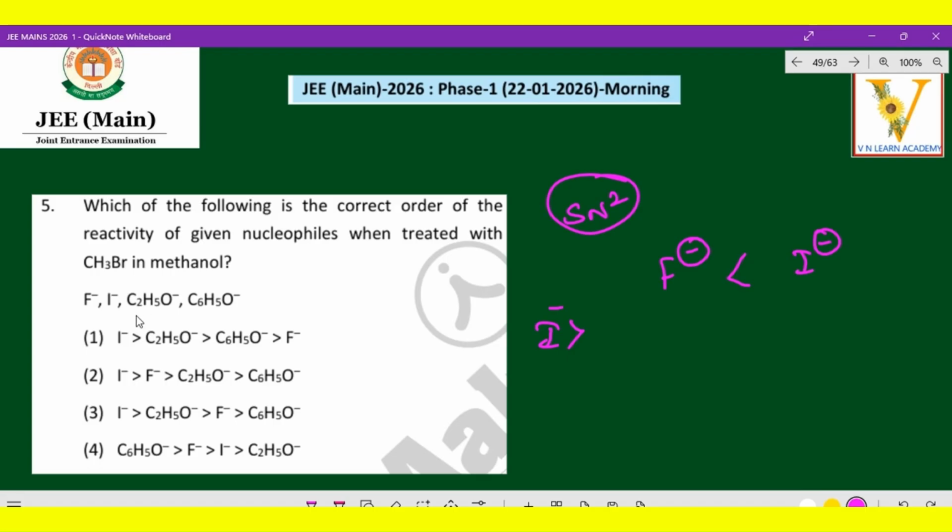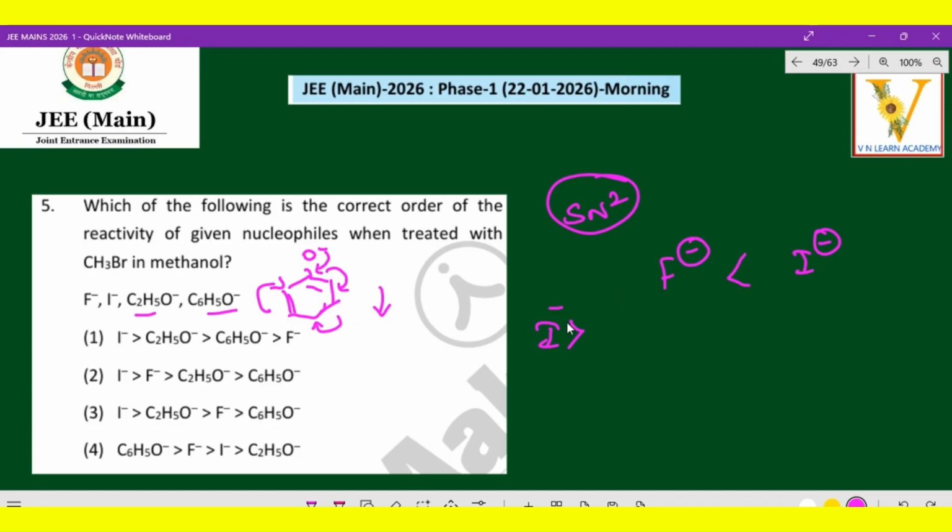Now between ethoxide and phenoxide, ethoxide is a strong base comparatively to phenoxide. In phenoxide, resonance takes place. The O minus transfers its electron, so delocalization takes place here. So the nucleophilic reactivity will decrease when compared with C2H5O minus.